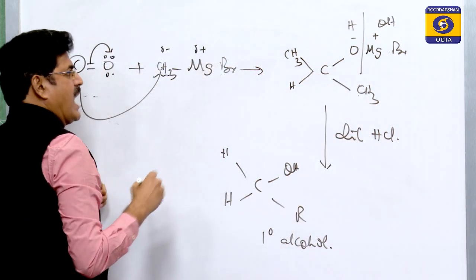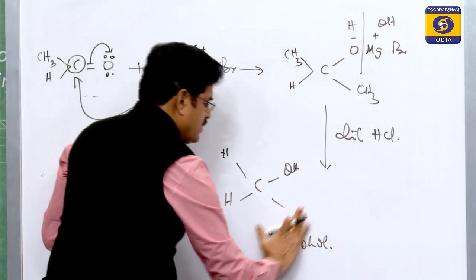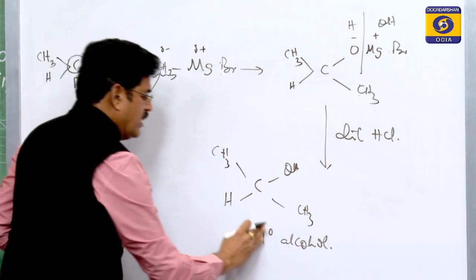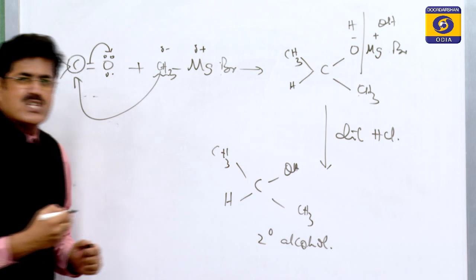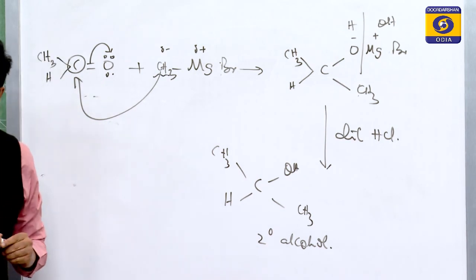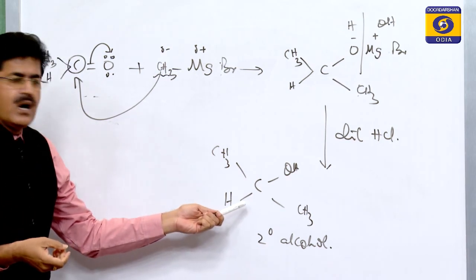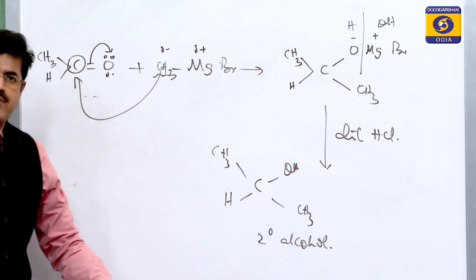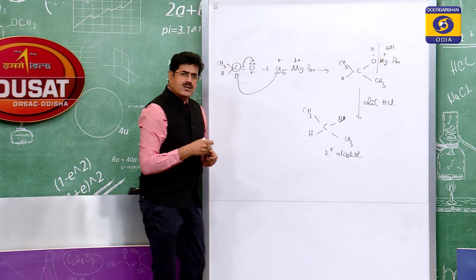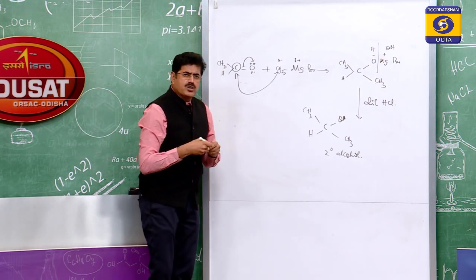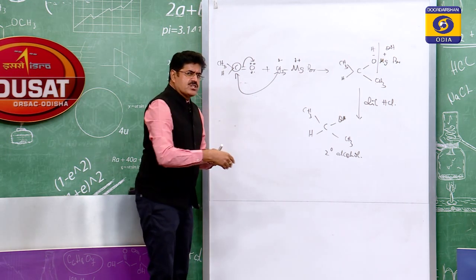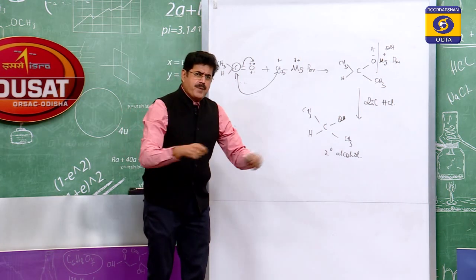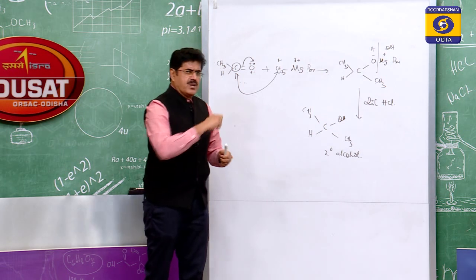This bromo magnesium isopropoxide, upon treatment with dilute aqueous acid, gives isopropyl alcohol, a 2 degree alcohol. This is isopropyl alcohol, a secondary alcohol. So aldehydes other than formaldehyde give secondary alcohol. Now I am asking a question, students. You can answer this. Tell me, how will you prepare isopropyl alcohol by using a suitable Grignard reagent?